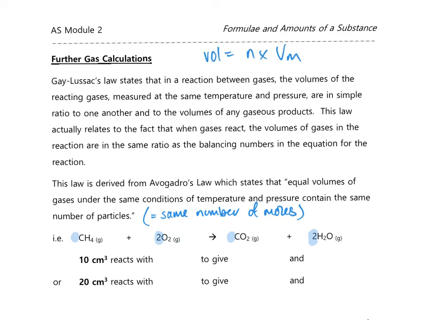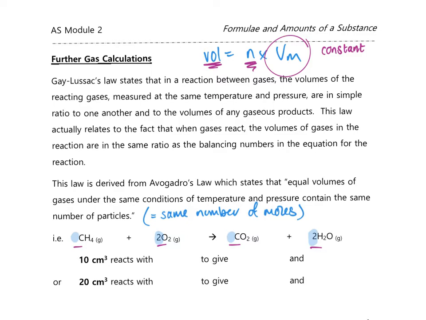Because what we know is that volume is equal to the number of moles times the molar gas volume. And because the molar gas volume is going to be constant at a particular temperature and pressure, that means that the volume of a gas is proportional to the number of moles. And so if I can treat the number of moles in the ratio according to the balancing number ratio, then I can do that with volumes as well. So let's look at an example.